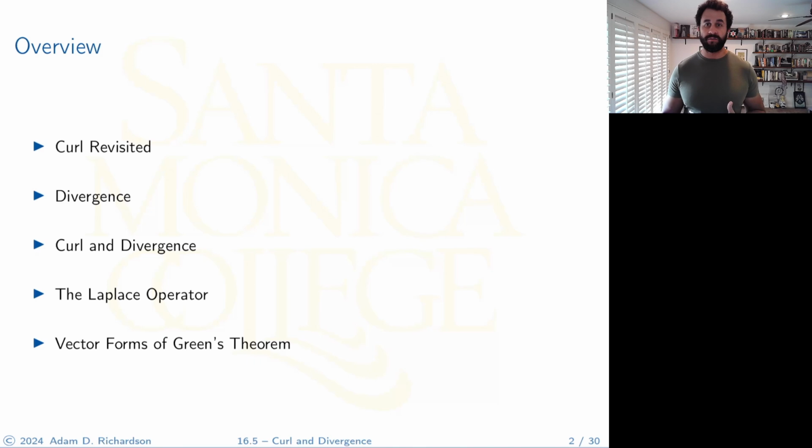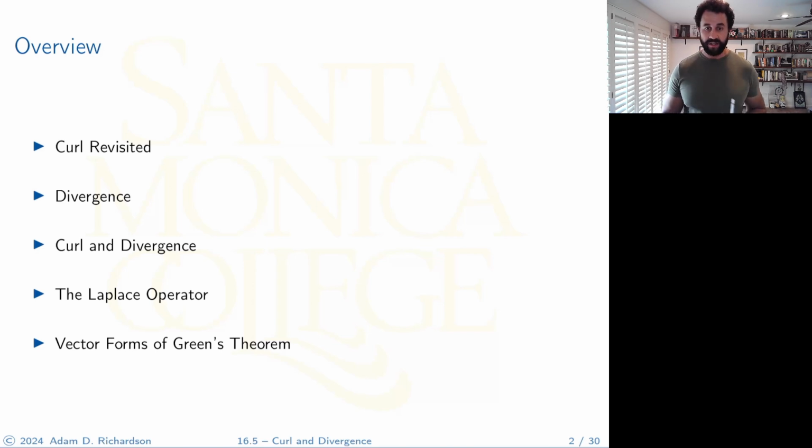So we got Green's theorem in the previous section. Now we're going to look at the vector forms of Green's theorem, and that will actually kind of lead us to seeing Green's theorem as a generalization of the fundamental theorem of calculus again, and how that's going to extend up to the divergence theorem being a generalization of the fundamental theorem of calculus.